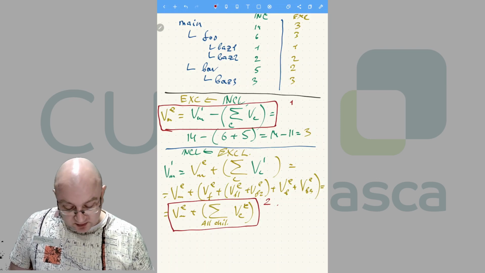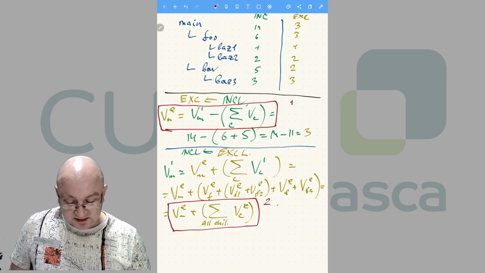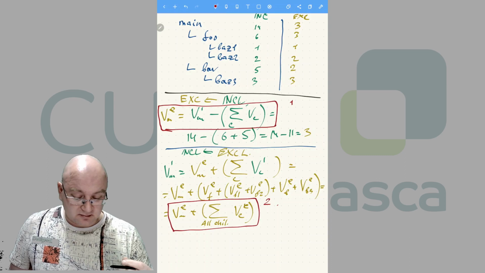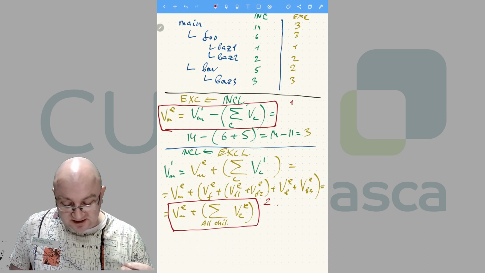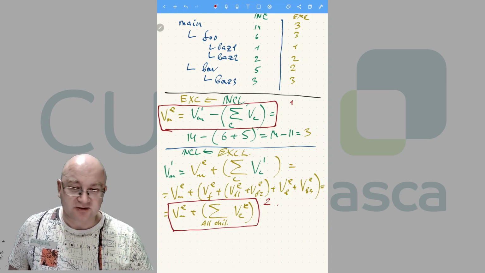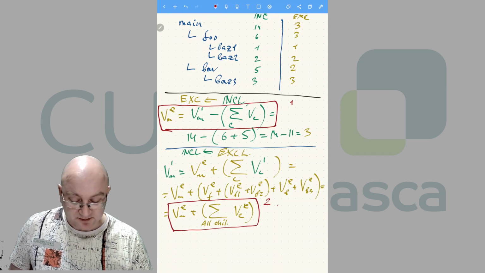Okay, let's then take a look at these formulas and see how we can generalize them, or which implications they bring with them.